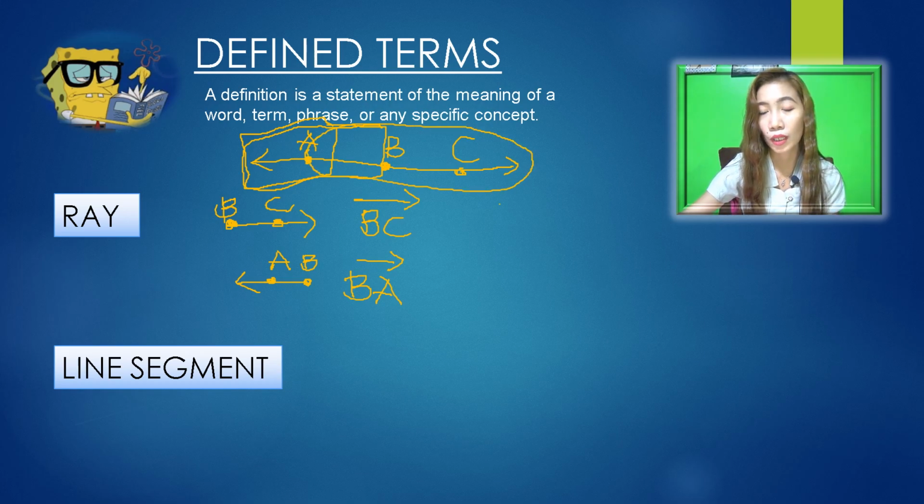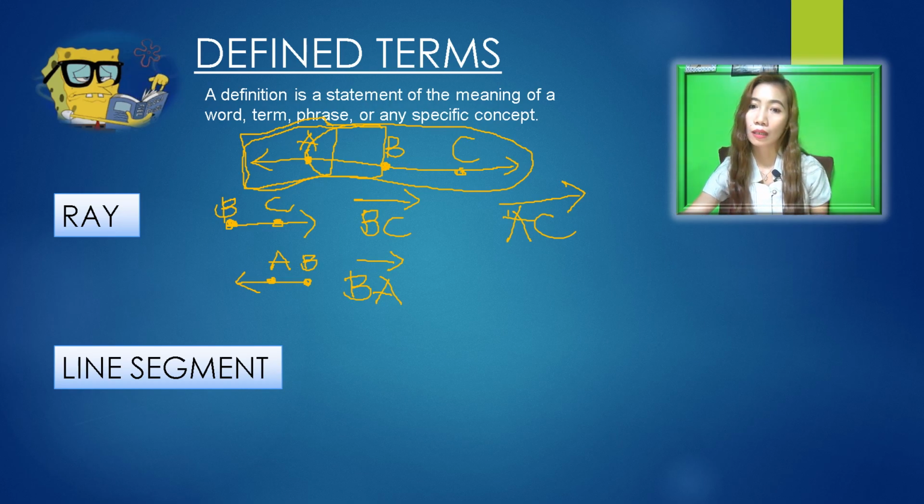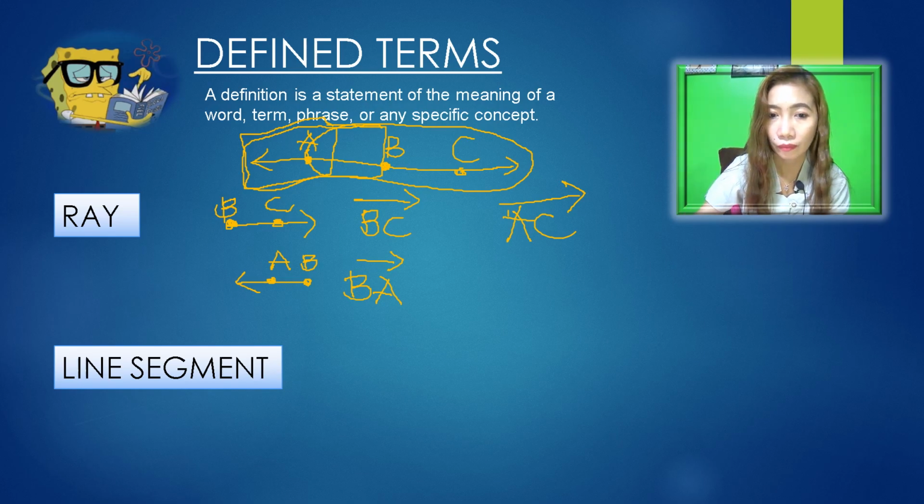Okay, so that will be ray AC. So, ganyan siya when it comes to ray. So, meron siyang isang arrowhead and isang endpoint. How about the line segment?